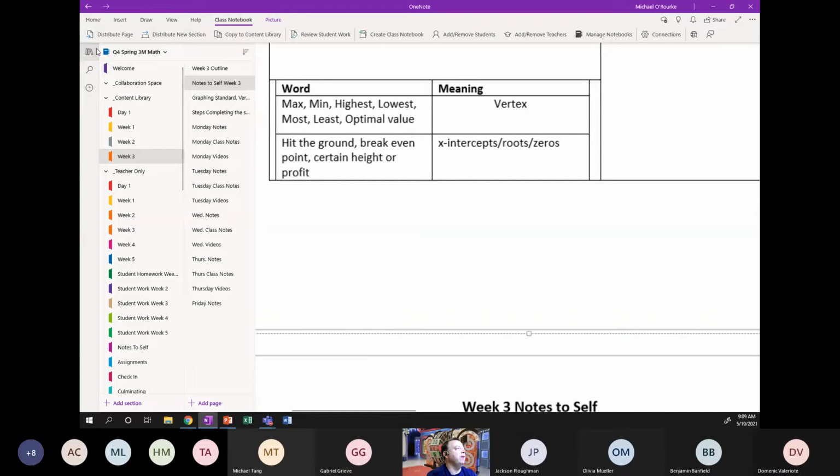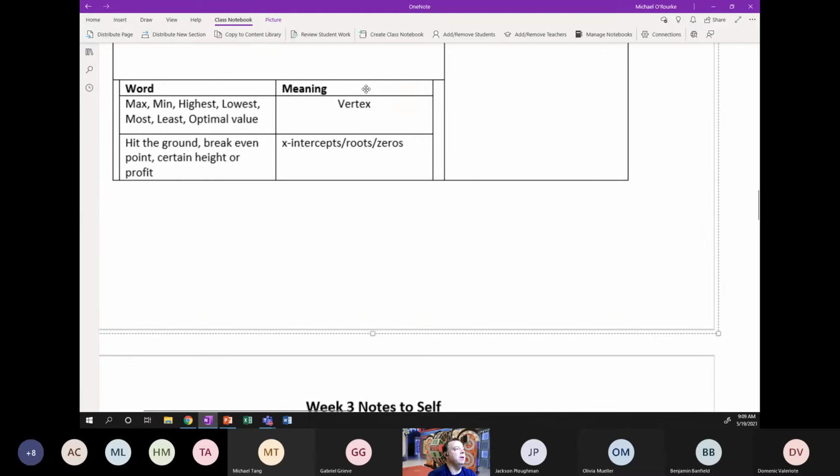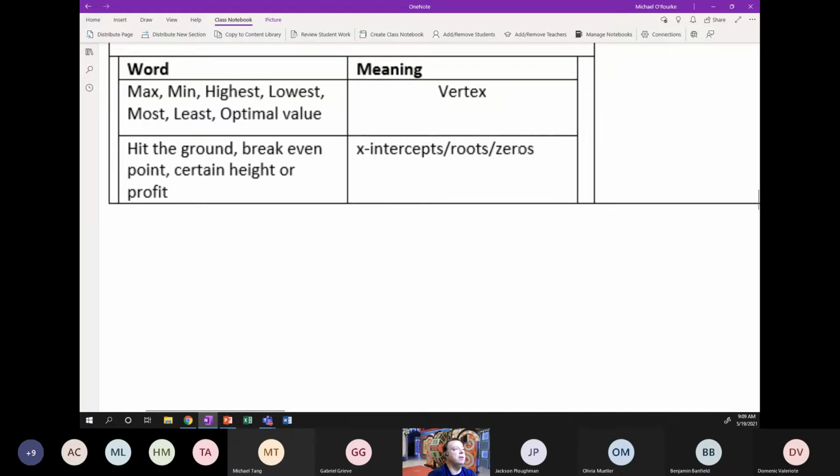If you have your notes to fill out, go to this part right here. Or if you don't, write down this right now, because these are the words we're going to be looking for.